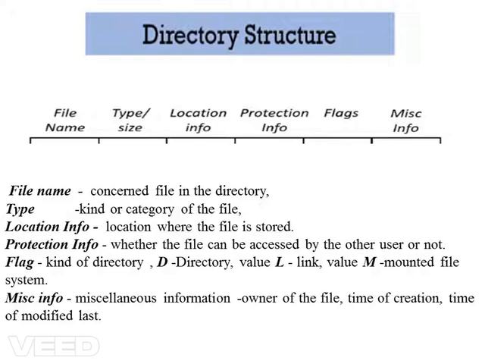Here the value D indicates that the file is a directory. Value L indicates that the file is a link. Value M indicates that the file is in a mounted file system. The last field is the miscellaneous information field, which contains the owner of the file, time of creation, and time of modification.